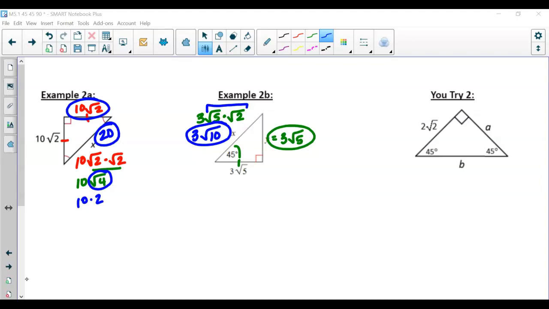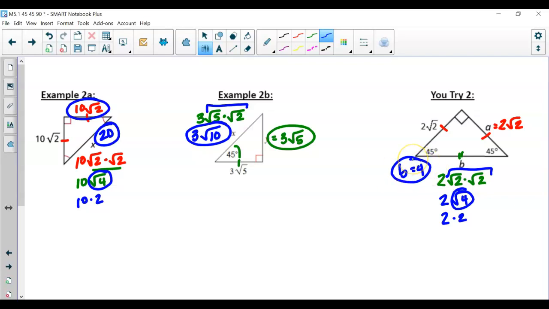And here we go. So here you have your 45, 45, 90. So here, isosceles, right? If this is 2 radical 2, then A is also 2 radical 2. Then B, the hypotenuse, is 2 radical 2 times radical 2. Then again, simplifying, you should have noticed that this is 2 radical 4, which is actually 2 times 2, which is 4. So B is equal to 4.